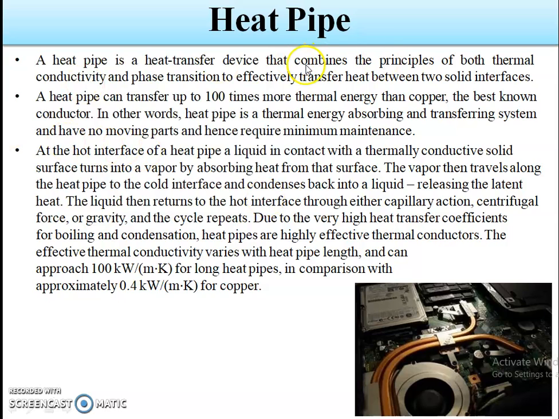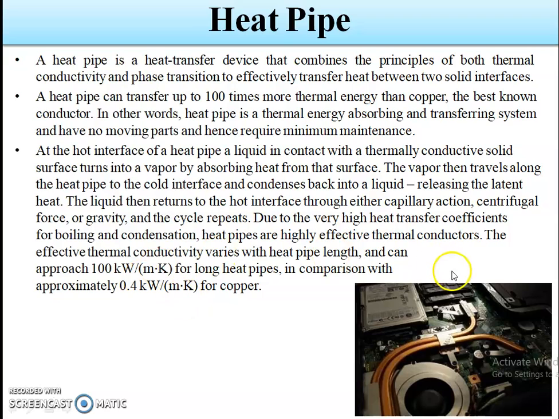The next important topic is the heat pipe. A heat pipe is a heat transfer device that combines the principles of both thermal conductivity and phase transition to effectively transfer heat between two solid interfaces. A heat pipe can transfer up to 100 times more thermal energy than copper, the best known conductor. In other words, the heat pipe is a thermal energy absorbing and transferring system that has no moving parts and requires minimum maintenance. At the hot interface of the heat pipe, a liquid in contact with a thermally conductive solid surface turns into vapor, absorbing heat from the surface.